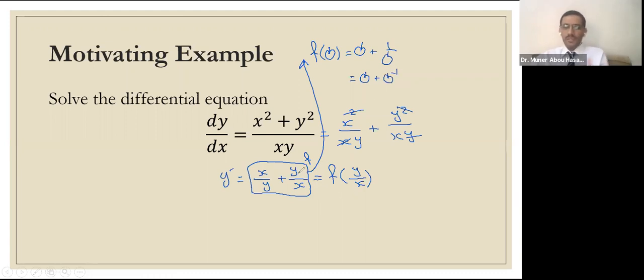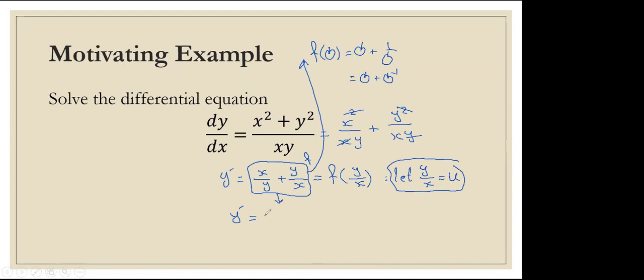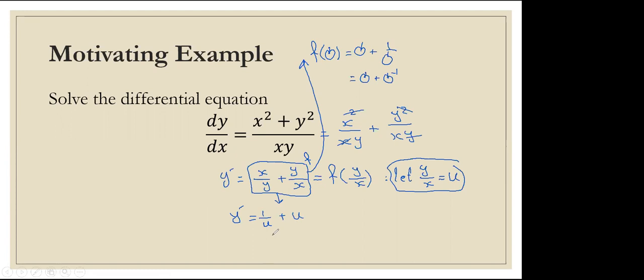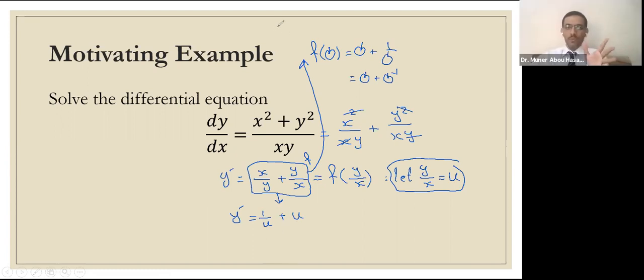So also here, let me choose y over x to be u. So my y prime, what should I write? If you choose this substitution, this term will be y power negative 1 plus y. Great. It is 1 over u plus u. Am I right? This y over x is u, and x over y will be 1 over u.